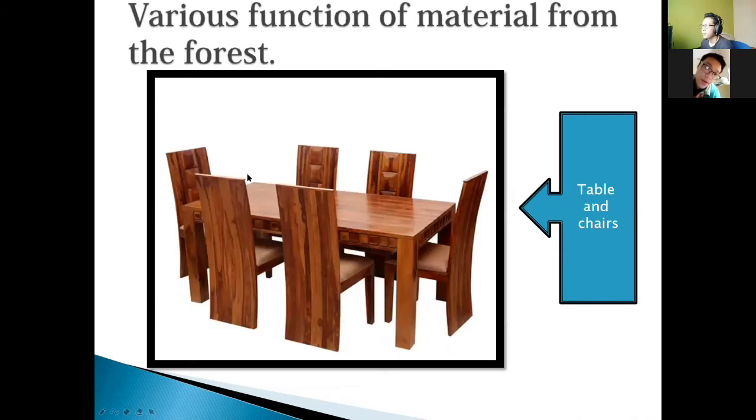Now I will go into the section on functional materials from the forest. As you see nowadays, our tables and chairs are mostly made of wood. Because it is cheap and also high in quality, it is preferable.